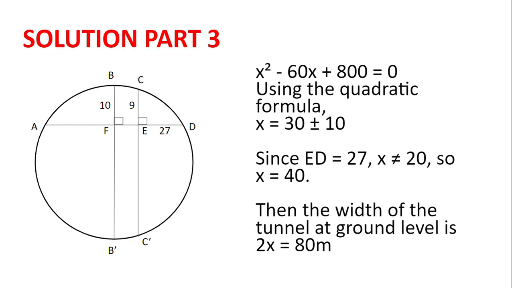Now, since ED has length 27, x cannot be 20, so x equals 40. Then the width of the tunnel at ground level is 2x, which is 80 meters.